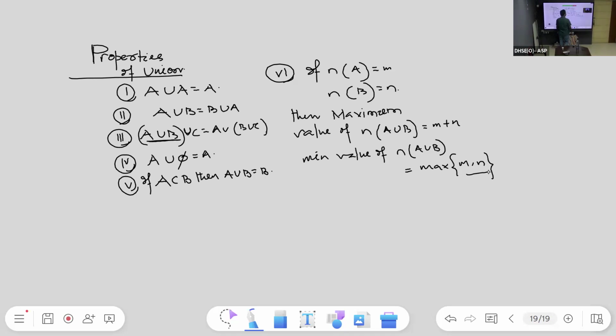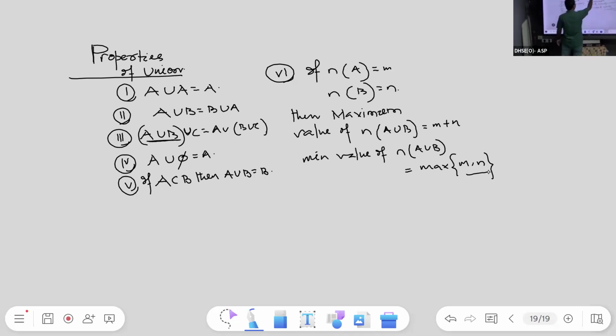And this is possible only when one set is a subset of the other set. When one set is a subset of the other set, the union of the sets will be minimum. When there is no element in common in two sets, then A union B will be maximum. These are all 6 properties of union, right? Guys, union is over. Then come to intersection.